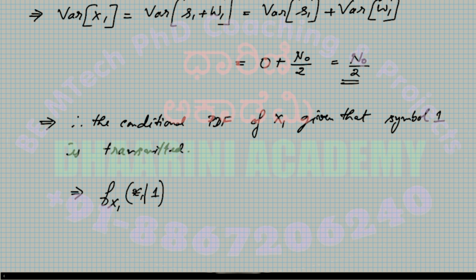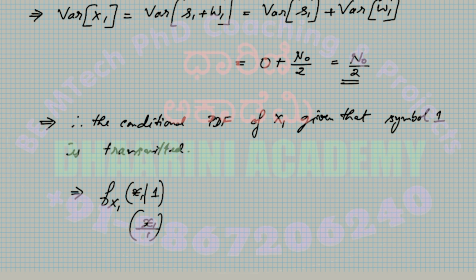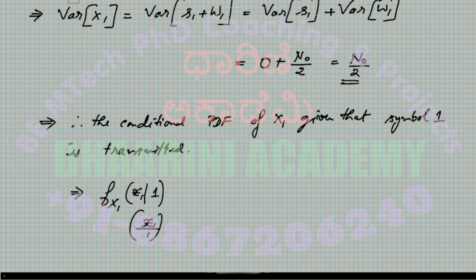Inside the bracket, whatever you write, sometimes this might be written as x1 divided by 1. That's also fine. That's a notation for measuring the probability of receiving small x1, given that 1 was sent. So that's a condition. Divided by 1 is a condition, which means you are very sure that I sent symbol 1, but what is the probability that you get a 0 or 1?